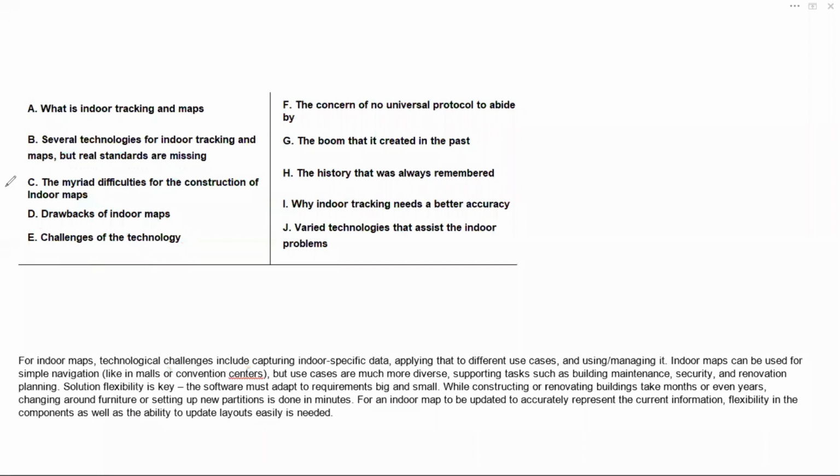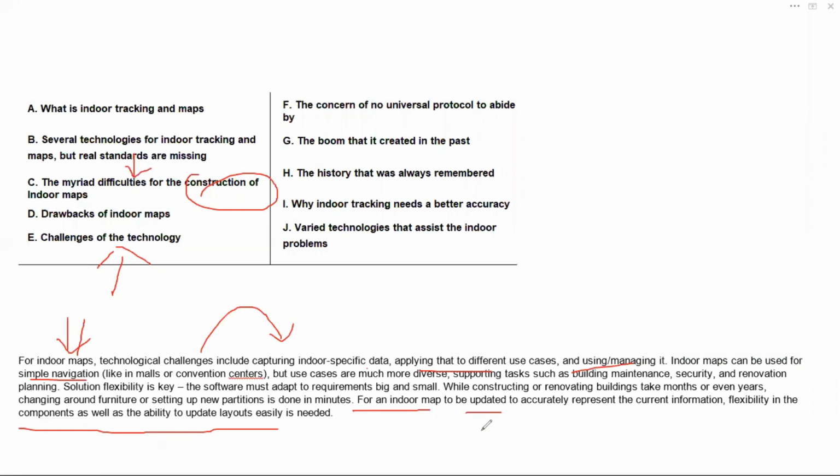So this is where the elimination technique comes into the picture. For indoor maps, technological challenges include capturing indoor specific data. Indoor maps can be used for simple, okay. For an indoor map to be updated, constructed. For indoor maps to be constructed accurately, flexibility in the components as well. So they're not talking about the challenges of the technology. Rather, they're talking about the problems which are present for the construction of indoor maps.